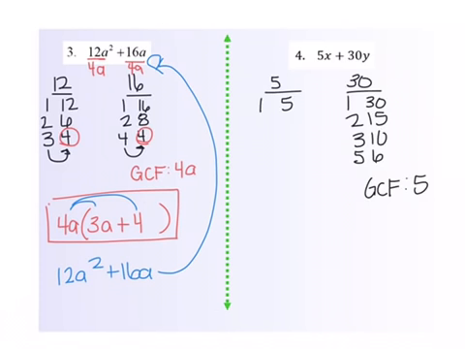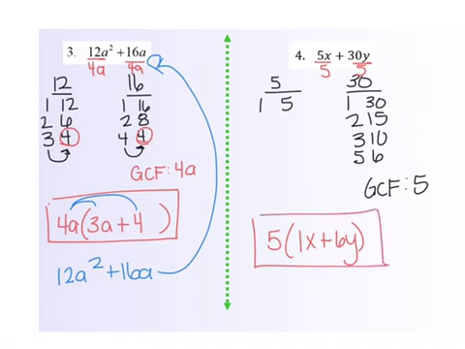So my next step tells me that I need to divide that GCF out and then rewrite it so it's the GCF times what would be left. So 5x divided by 5 gives me 1x. Plus 30y divided by 5 gives me 6y. I know I'm done. I could double check to make sure that if I distribute this back through, I end up with 5x plus 30y, which is what I wanted. I'm good to go.